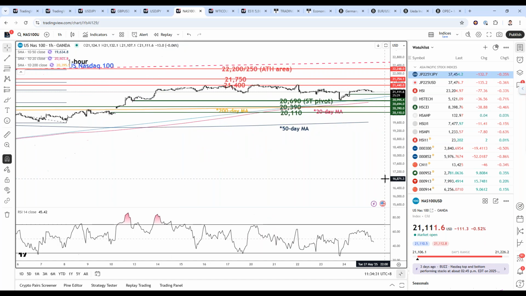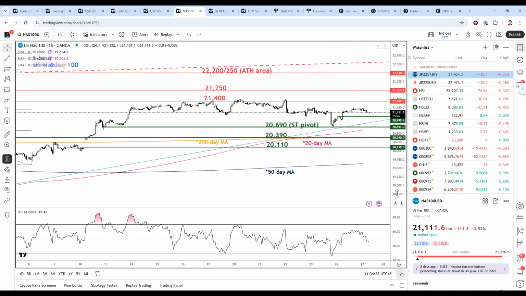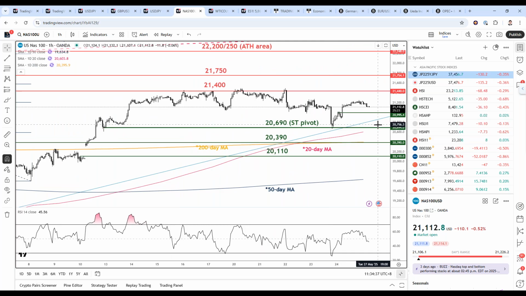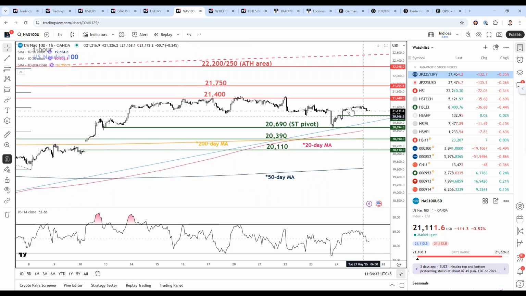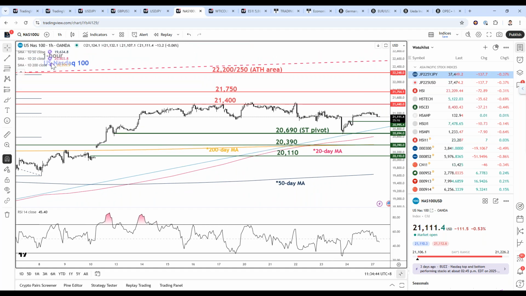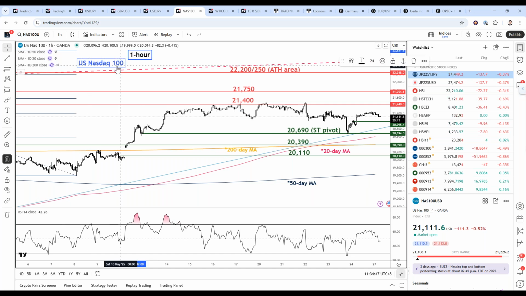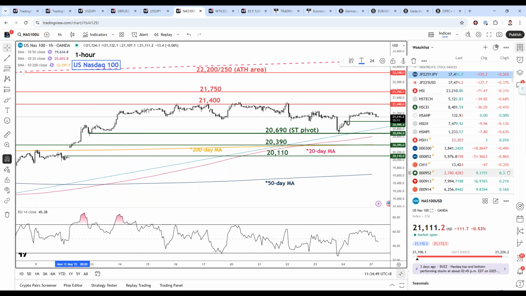So net overall, unless we start to see an hourly close and a bearish breakdown below the short-term pivotal support level at 20,690, then that would invalidate today's intraday trend bullish bias to see another round of corrective decline sequence extending to the downside, hitting 20,390 next, which is also confluence with the key 200-day moving average. So in a nutshell, I'm still watching 20,690 as my short-term pivotal support level to maintain this potential recovery scenario.